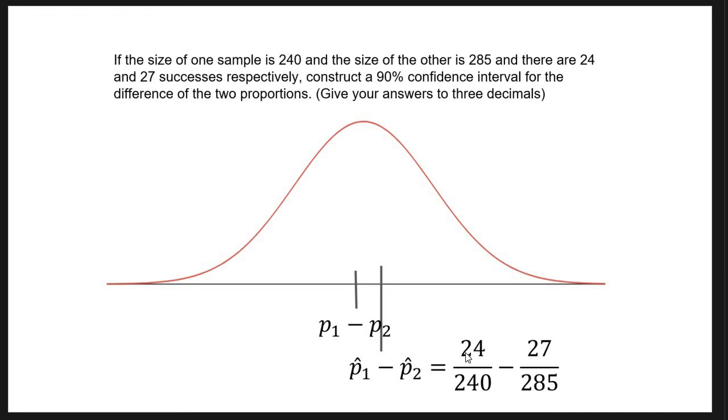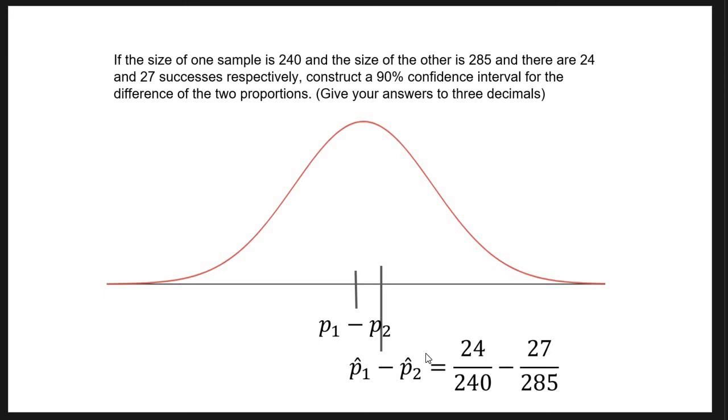Now, these are my two sample proportions: 24 out of 240, that's X1 over N1, minus 27 out of 285, which is X2 over N2. So this is my difference in the two proportions from these two samples that I'm given.